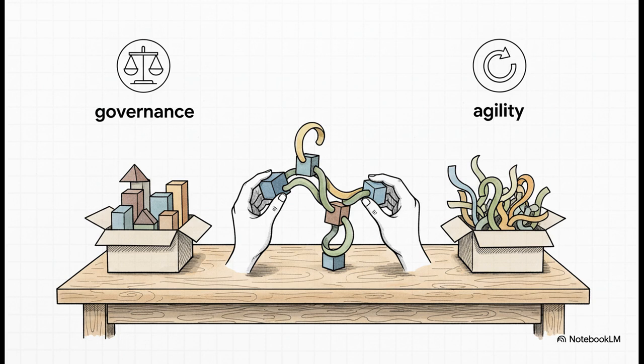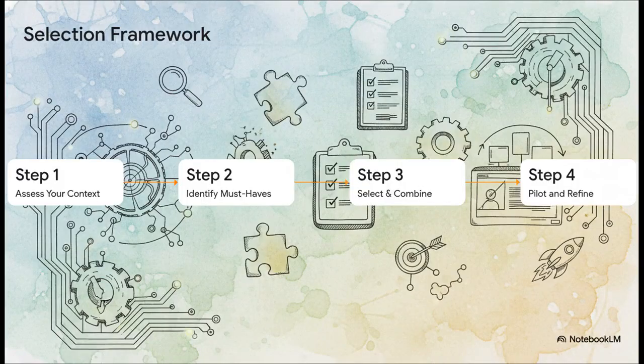For instance, you might use the strict governance of Prince 2 for your executive reporting, while your data science team is humming along using the speed and flexibility of Scrum. So how in the world do you choose the right blend? Well, Chapter 13 gives us a really clear 4-step framework. You start by assessing your project's unique context, you figure out your absolute must-haves, then you select and combine the right methods, and this is the most important part, you pilot the new process and you refine it as you go.